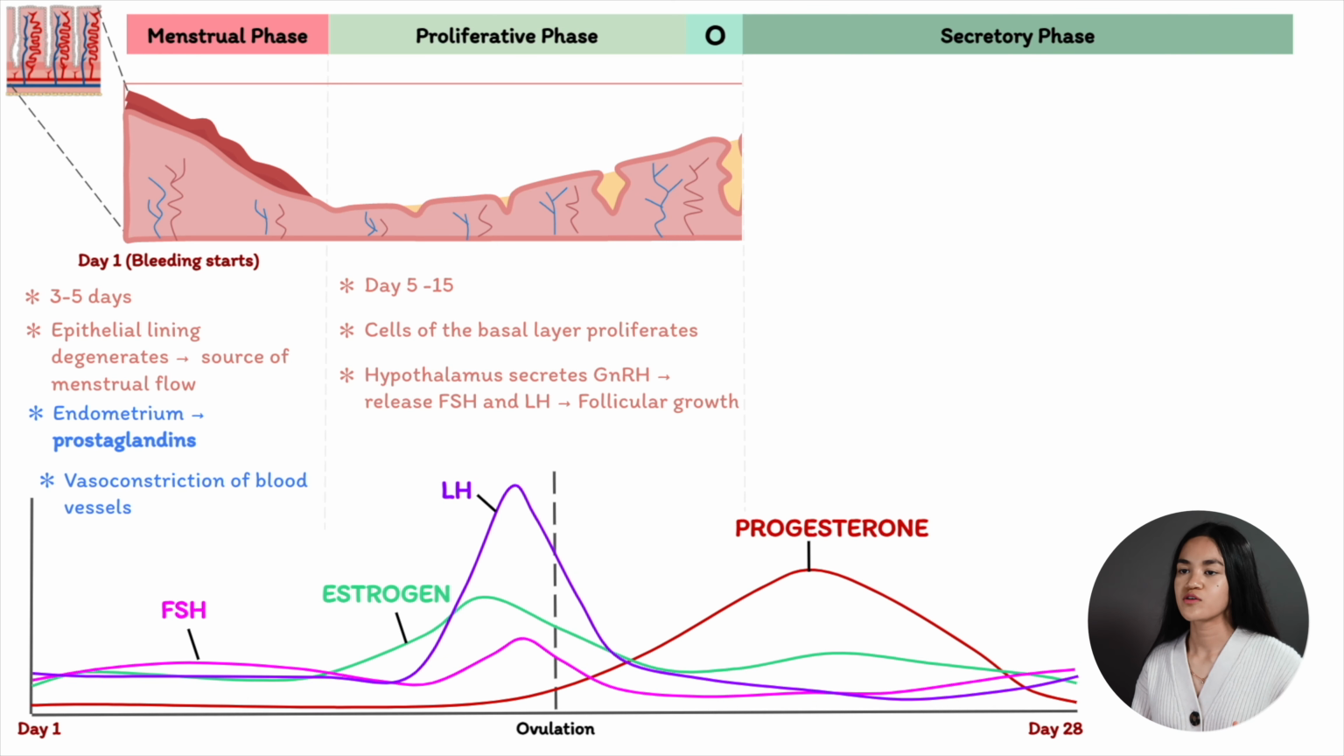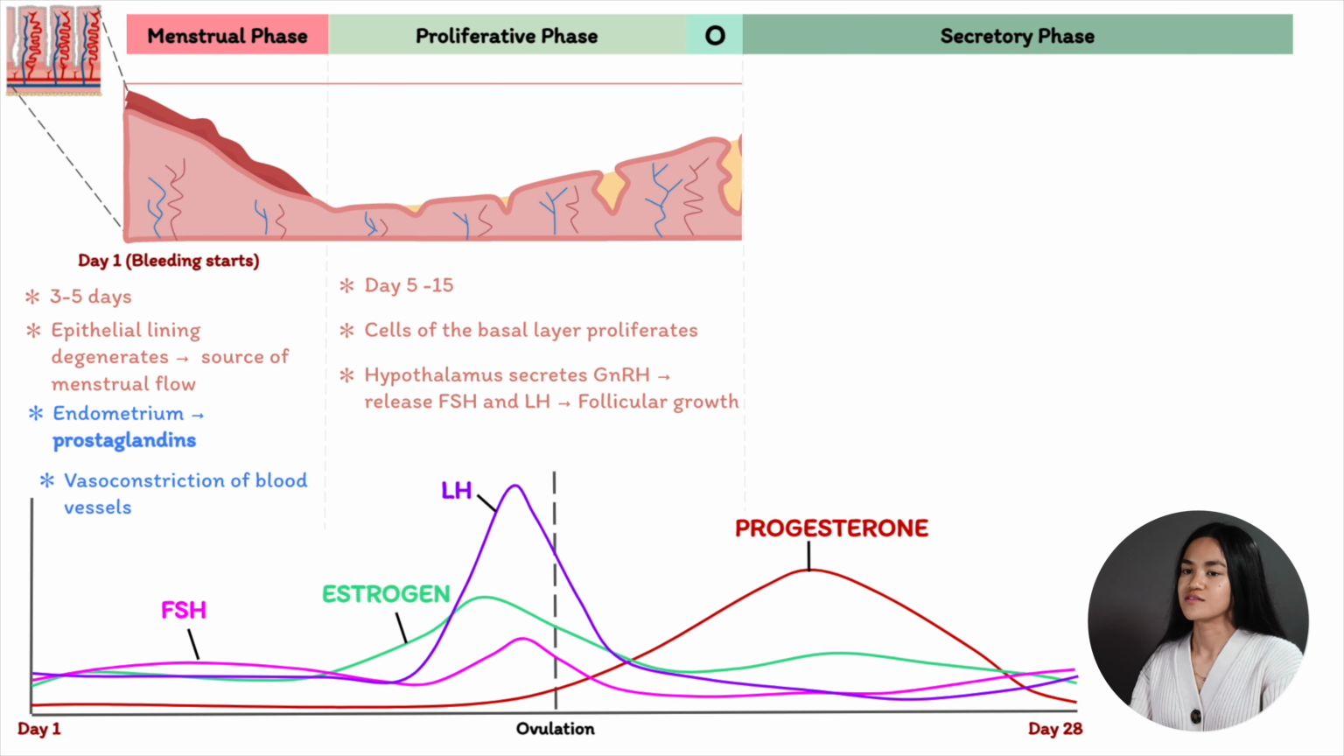At the start of a new cycle, multiple follicles start to develop as a result of FSH and LH secretions. And as the follicles grow, the granulosa cells start secreting estrogen. And estrogen stimulates endometrium growth and proliferation. So the endometrium starts getting thick again, preparing the house.